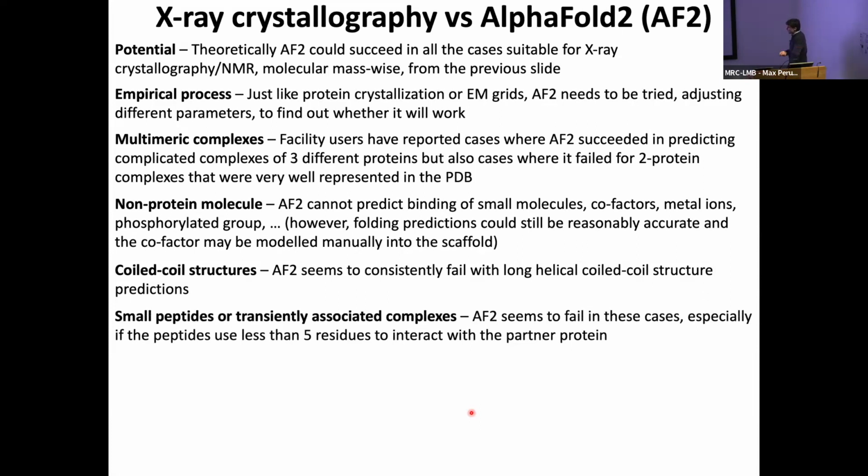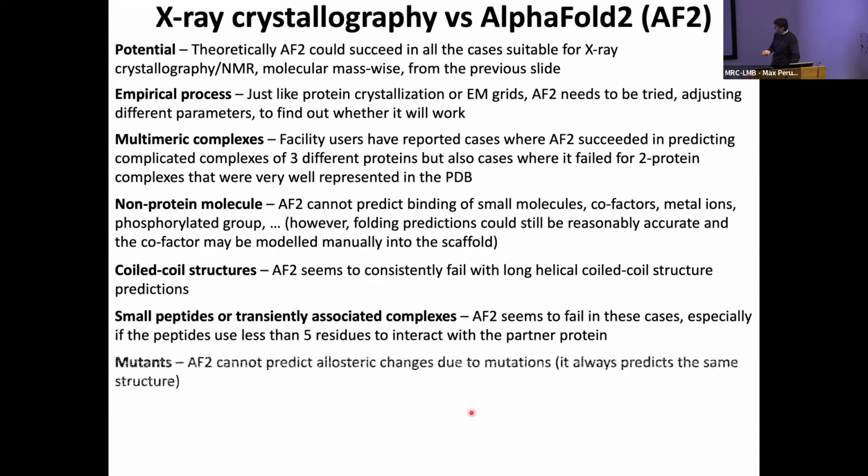Small peptide transient associated complexes: AlphaFold doesn't work very well for this. Crystallography is quite good for this because, unlike other techniques where your sample needs to be quite diluted, in crystallography it's the opposite. Your sample needs to be very concentrated. So if your binding dissociation constant is only hundreds of micromolar or under, it probably will still be in a complex when you use crystallography. So crystallography could help you from that point of view.